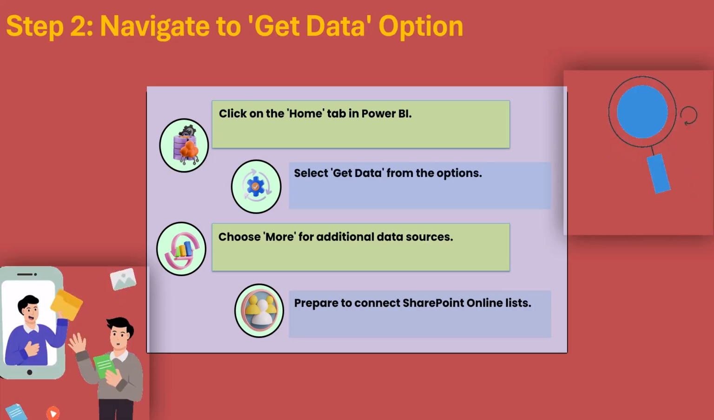Excited yet? Now we're moving to the Get Data section, aka the gateway to all things Power BI. First, go to the Home tab, then find the magic button Get Data. Click it and then select More, because of course SharePoint hides under extra options. But don't worry, we're about to pull your list into Power BI like a pro.